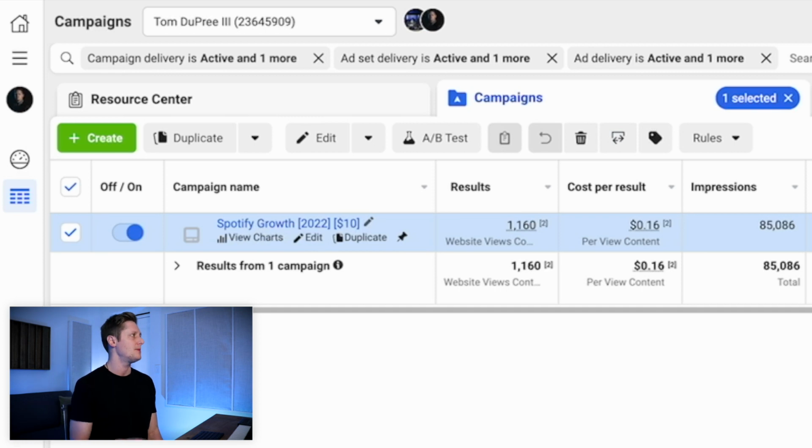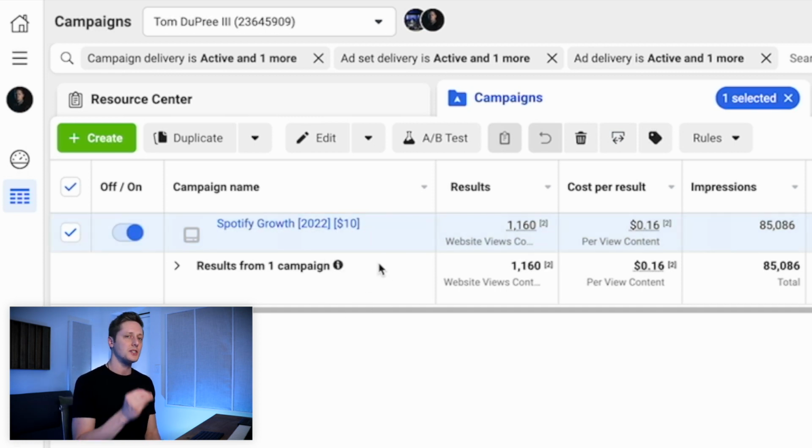And as of January 1st, 2022, I turned off my growth campaign from 2021. So this is my new Spotify growth campaign. As you can see, the title is Spotify Growth 2022. And again, just like last year, I'm spending $10 a day, no more, no less, like clockwork. The stats right now are populated for the lifetime of this campaign so far, which I started on December 11th, 2021. So let's just get an overview so far of what's happening.